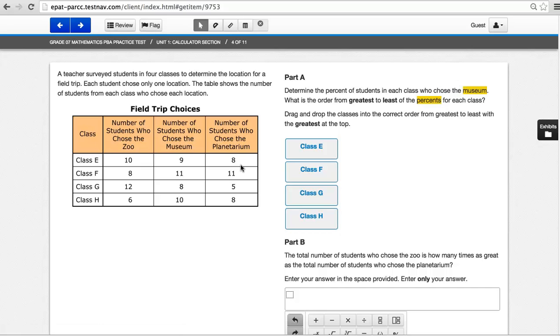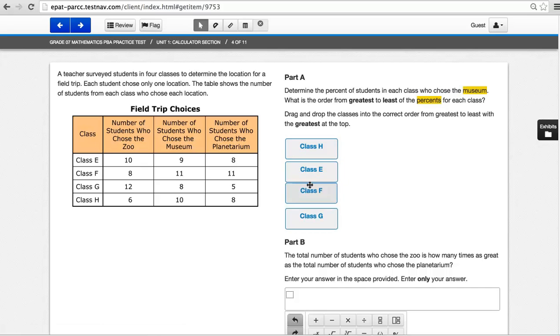for class E. If you take 11 and divide it by 36 total students in class F, you will get 36%. If you do 8 divided by a total of 25 scholars, you'll get 32%. And lastly, 10 divided by a total of 24 scholars, you get 41%. So according to what I just said, class H with 41% would be the greatest.